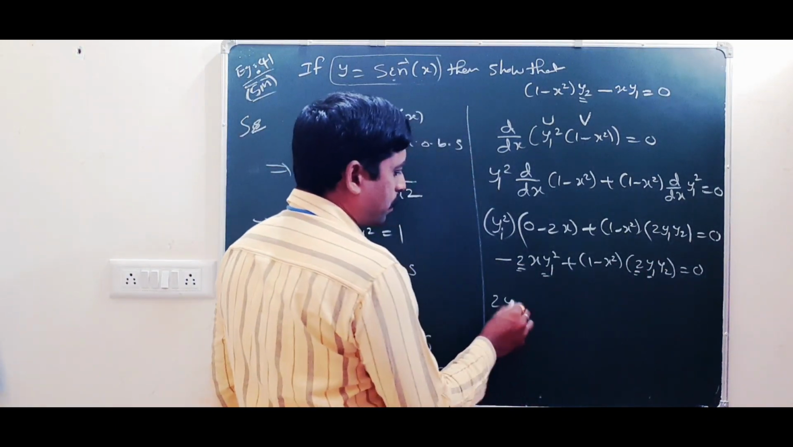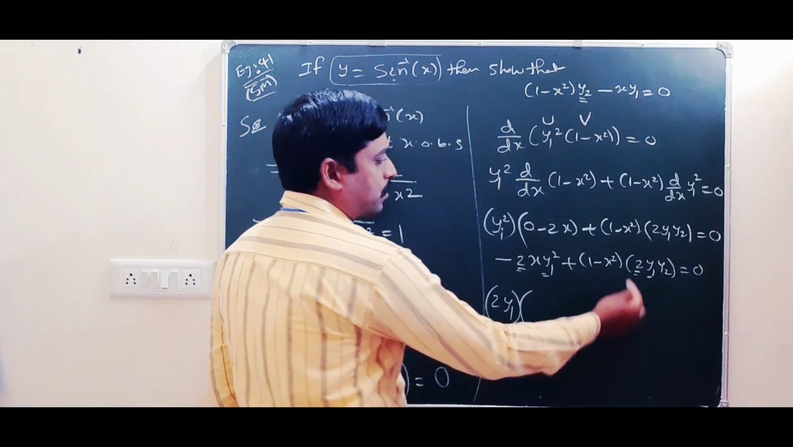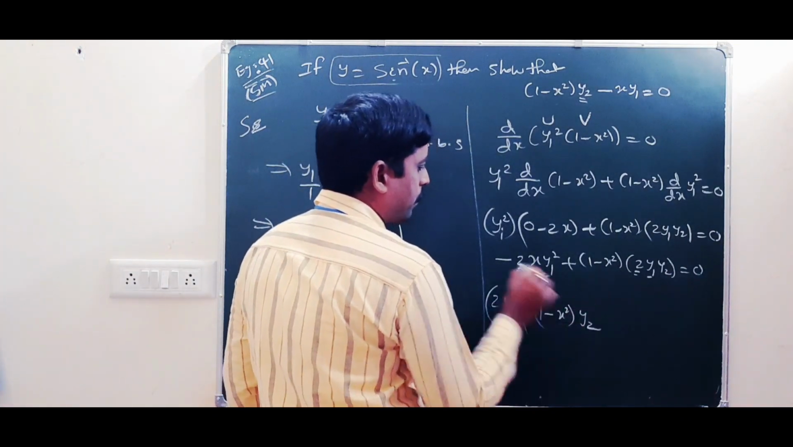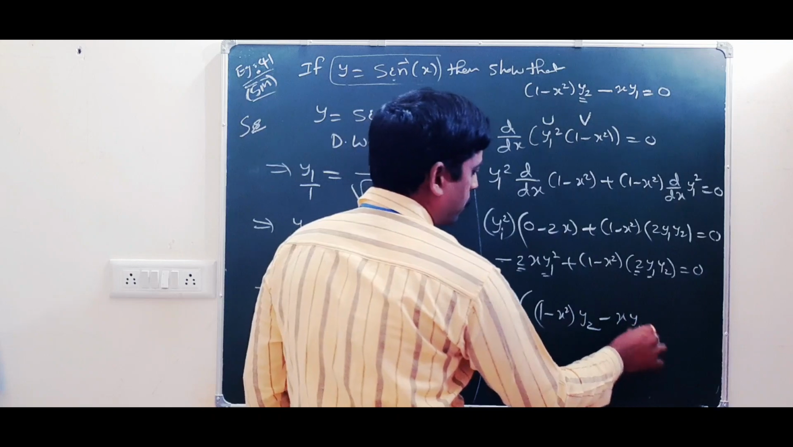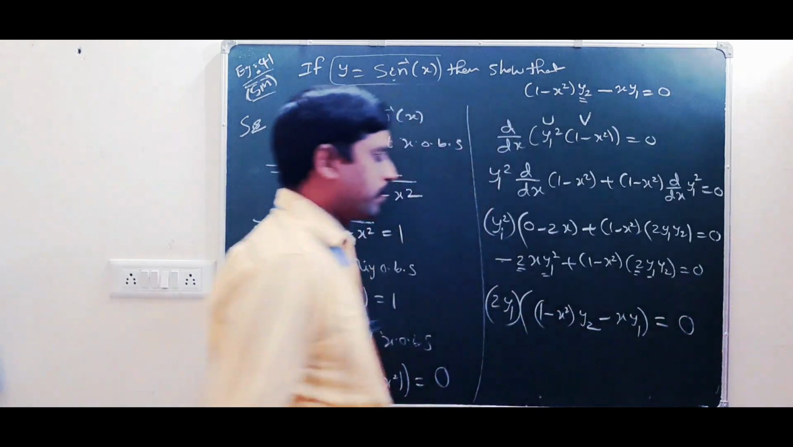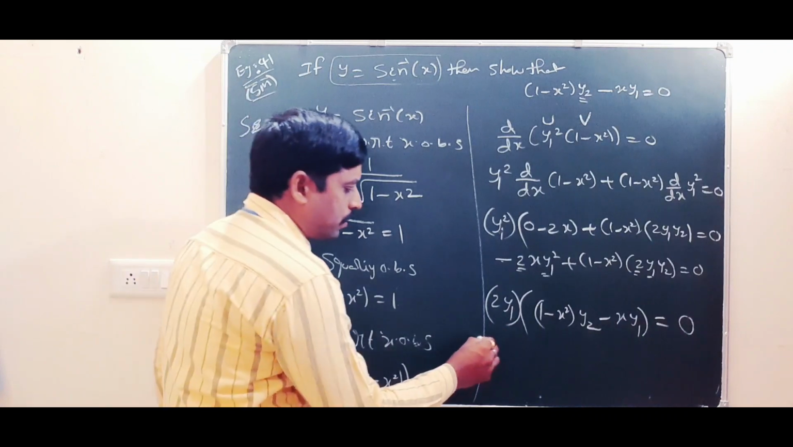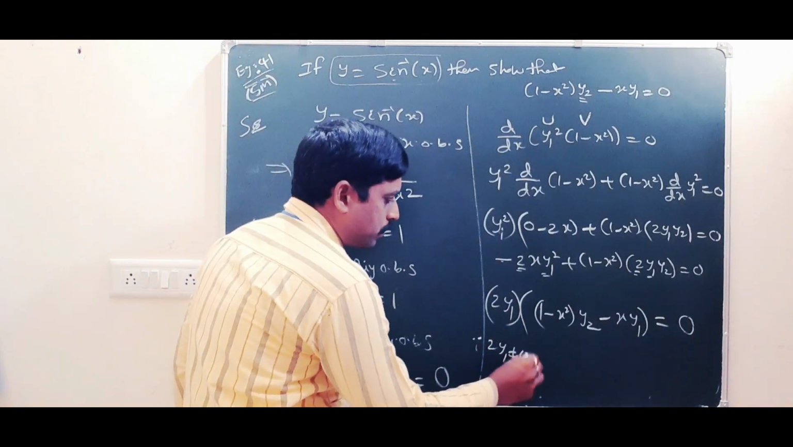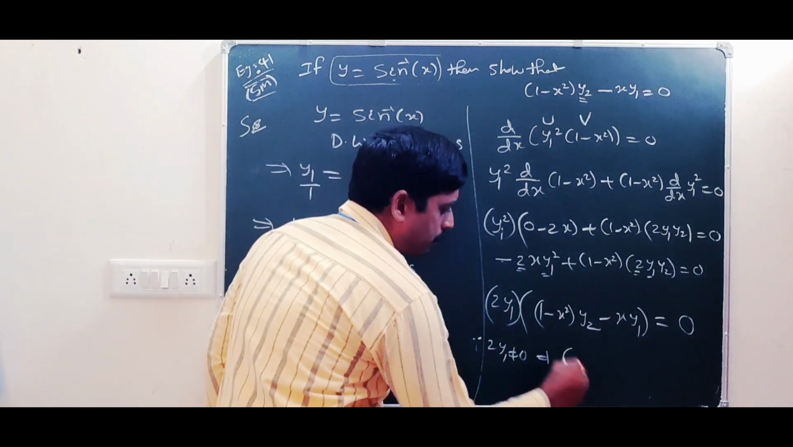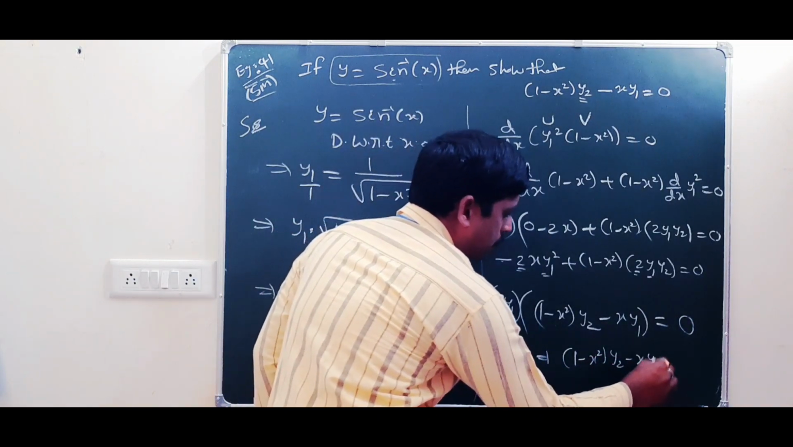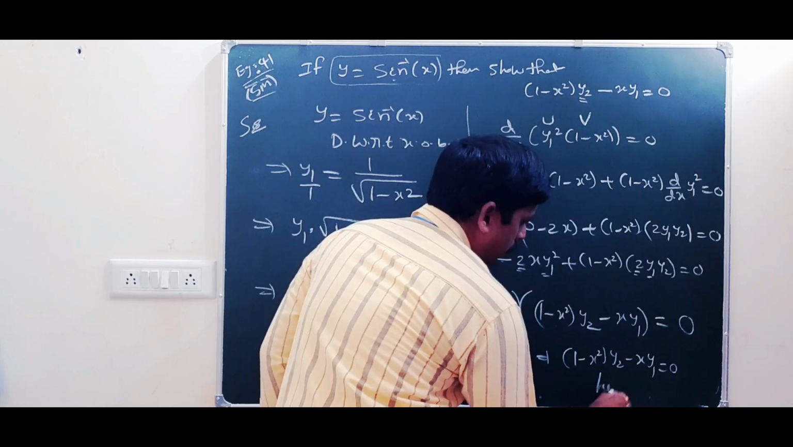Okay, take 2y1 out as common. First write the positive value: (1 minus x square) into y2 minus xy1. It is going to be 0. Since 2y1 is not equal to 0, the remaining part must be 0. So 1 minus x square into y2 minus xy1 equals 0. Hence proved.